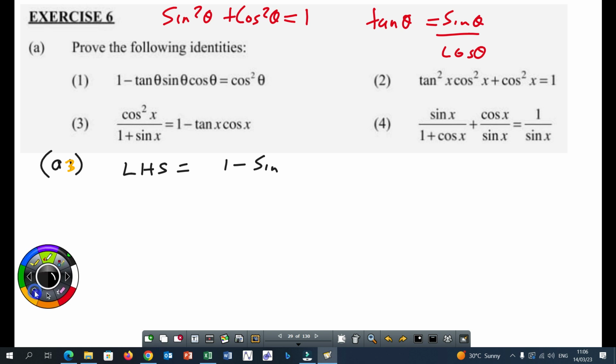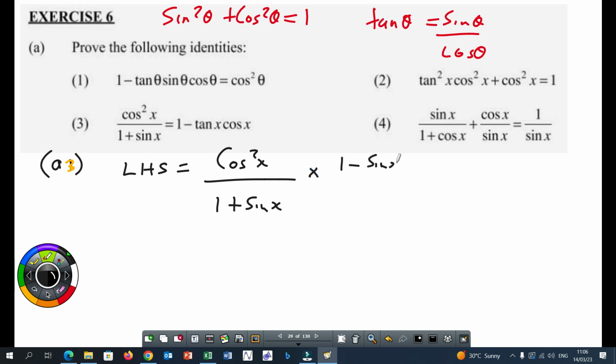So what I'm going to do is multiply this fraction by 1. But the way that I do it, I introduce the conjugate of the denominator. The conjugate of 1 plus sine x is what? 1 minus sine x. So I can write this as cos squared x over 1 plus sine x. Then I can multiply this by 1 minus sine x over 1 minus sine x. Please be aware that this is equal to what? To 1.